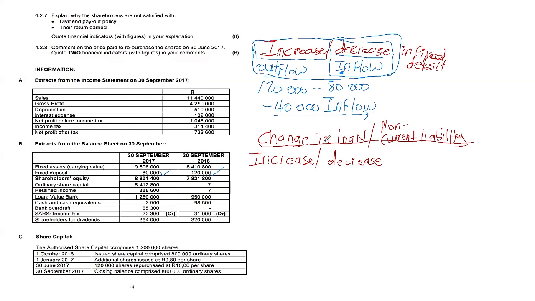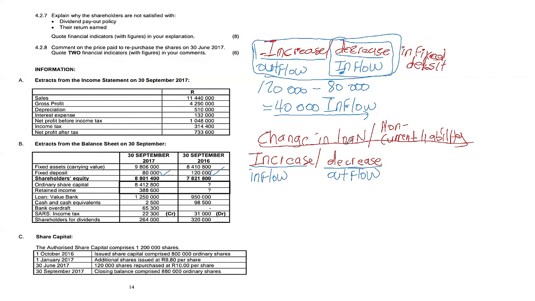So now, once you understand the concept of fixed deposit, it's vice versa for your loan. Remember, if your fixed deposit increased, it means outflow. So meaning your loan, if it decided to increase, will be what? Now it's inflow. And then if you see a decrease in your loan, it's going to be what? An outflow. It means the business decided to reduce the loan.